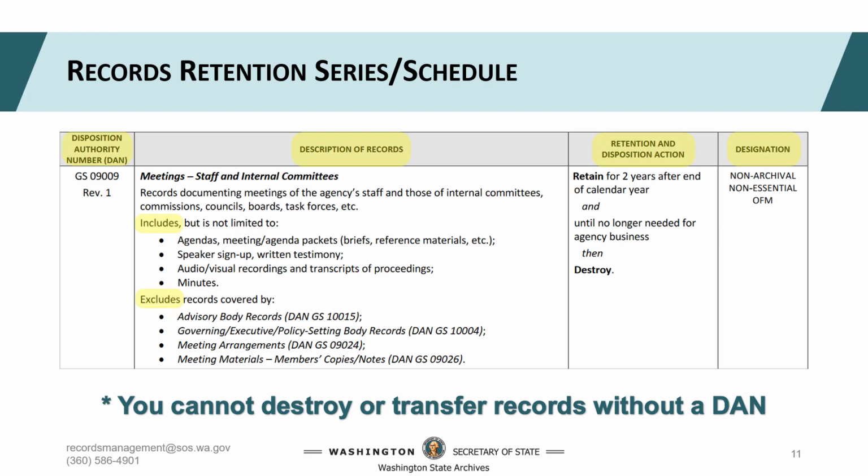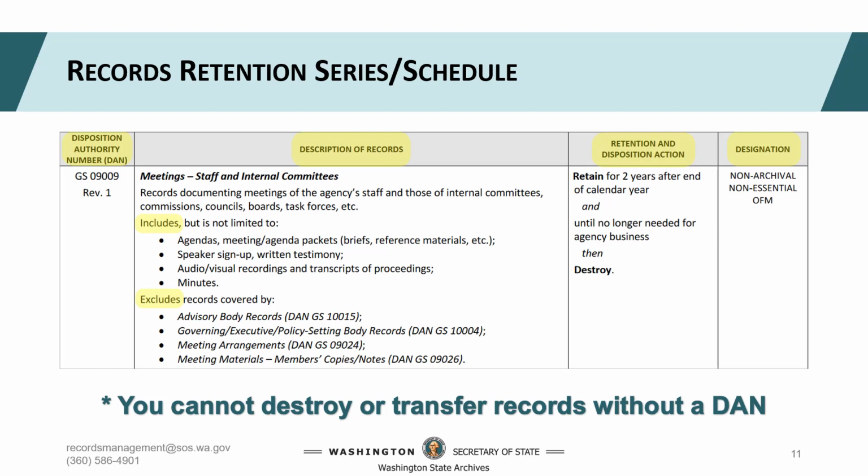The retention and disposition action tells you how long to retain a record, when that countdown starts, and what you do with the record once it has met retention. In this example, you have two countdown triggers: end of calendar year and until no longer needed for agency business. As soon as both are satisfied, the record is retained for 2 years before being destroyed.